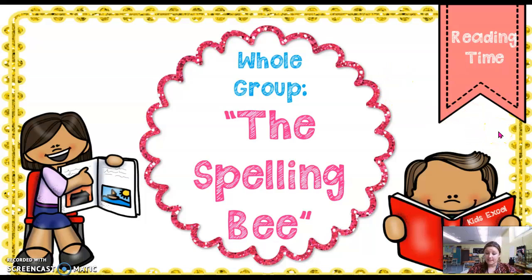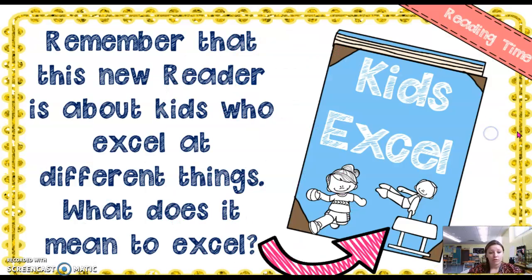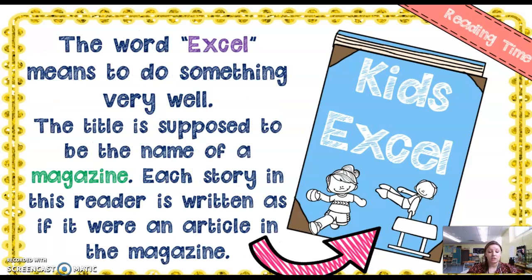All right, next up, we are going to talk about today's story out of our reader, and it's called The Spelling Bee. Remember, our reader is called Kids Excel, and this new reader is about kids who excel at different things. What does it mean to excel? We talked about this yesterday. The word excel means to do something very well. The title is supposed to be the name of a magazine. Each story in the reader is written as if it were an article in the magazine.